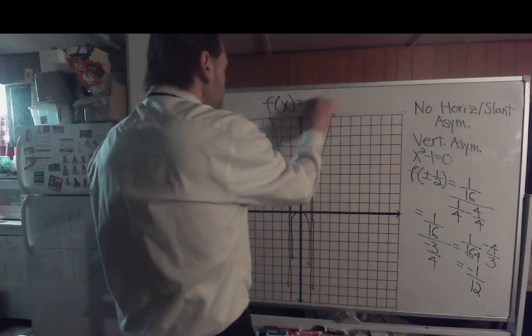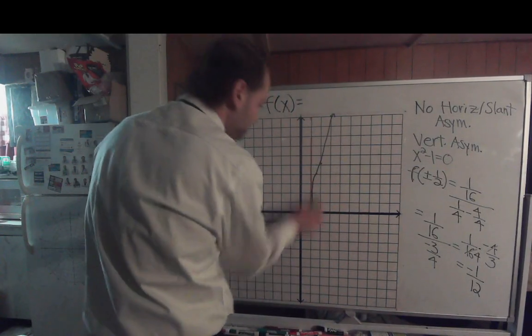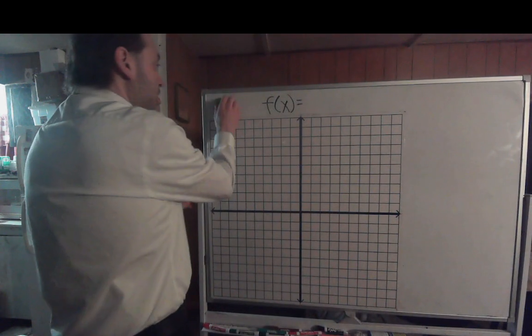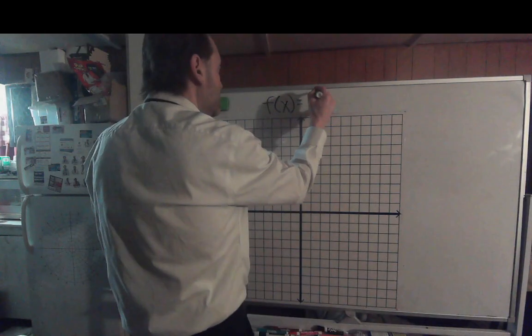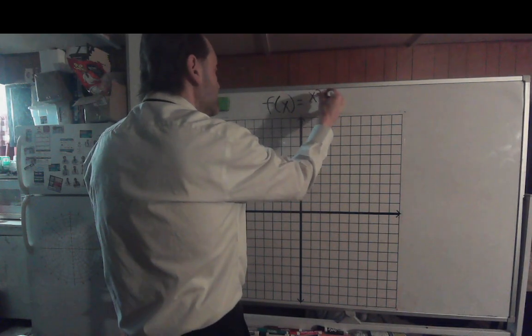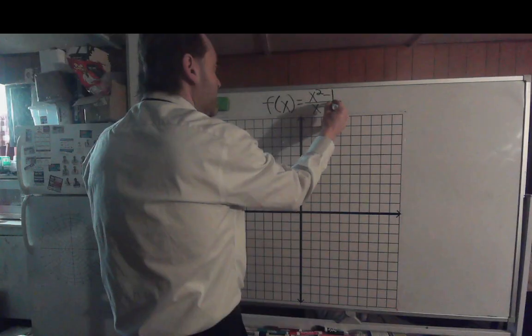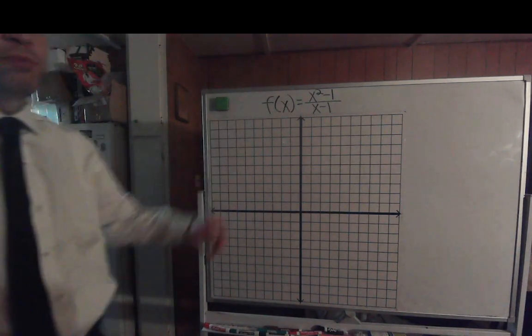Now, I'd like to do 2 more examples here. I'm going to start out real easy. So instead of asymptotes, we're going to have something different here. So let's say I have f of x equals x squared minus 1 all over x minus 1.